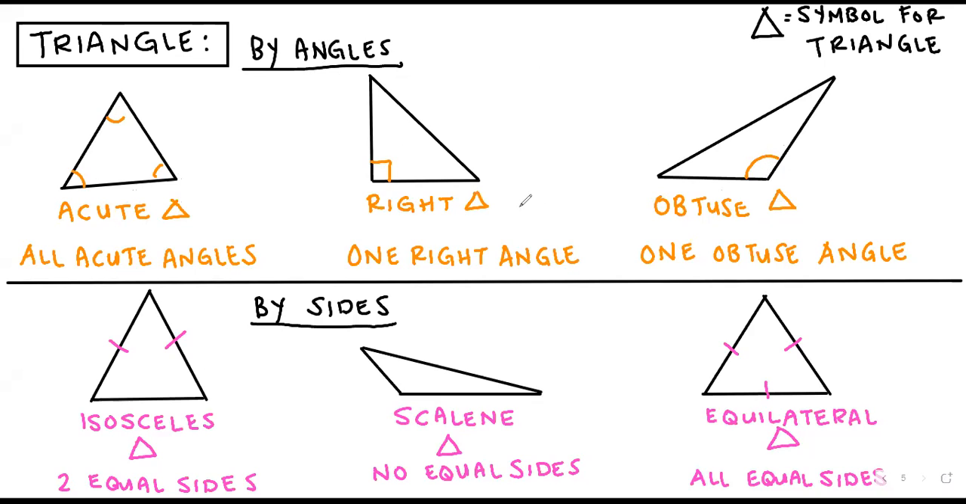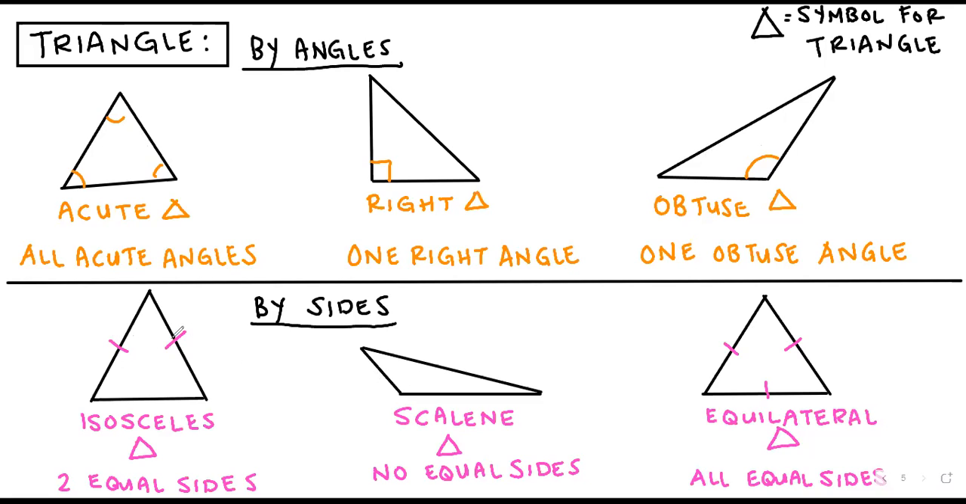So in order for it to be a right triangle or an obtuse triangle, you have to have at least one of those angles being right or one of those angles being obtuse. If all of them are acute, it automatically is an acute triangle. You can also classify triangles by sides.